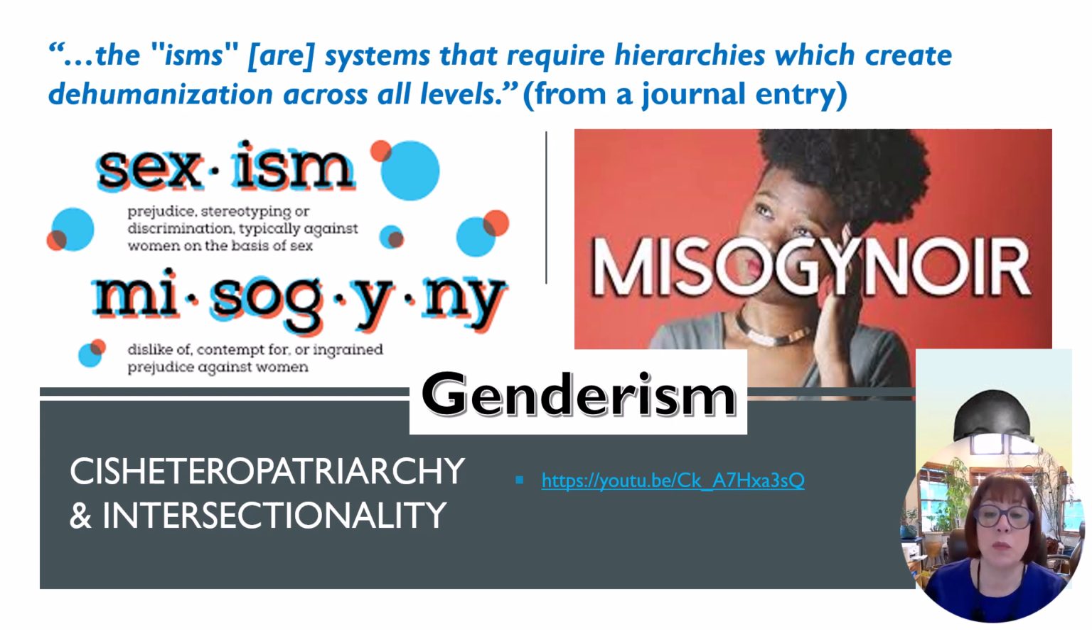In this course, we explored different isms. And as one of my students once wrote in a journal entry, the isms are systems that require hierarchies which create dehumanization across all levels. Remember what I mentioned in a prior video about racism and who can be racist? You need prejudice plus power. So who has societal power when it comes to gender? Well, men are considered the dominant group when it comes to gender, and so sexism is about prejudice, stereotyping, or discrimination against women on the basis of sex. And so men are the ones that can be sexist because they have societal power. We also have genderism, which is discrimination against non-binary folks.